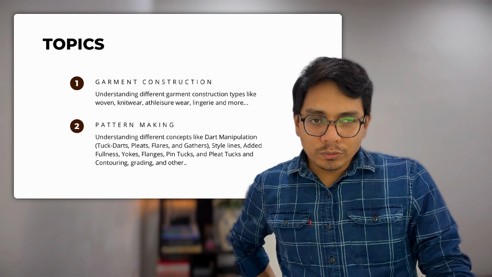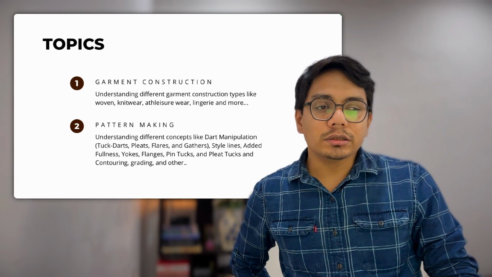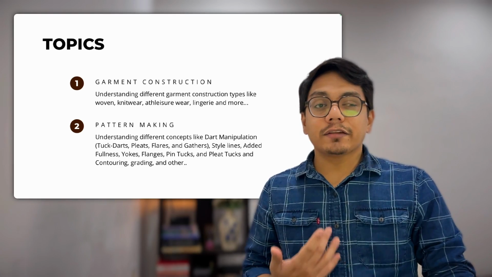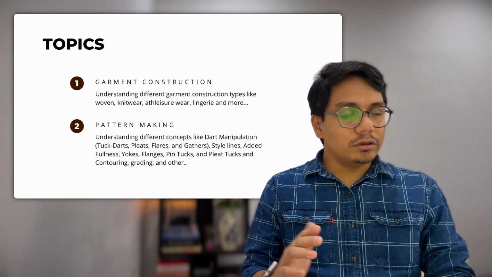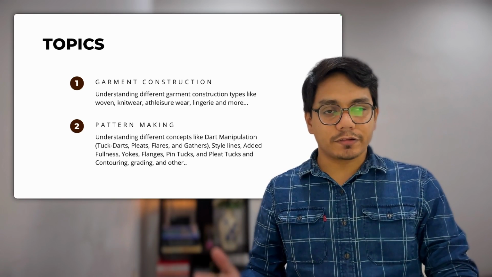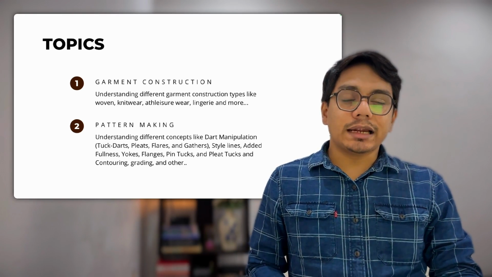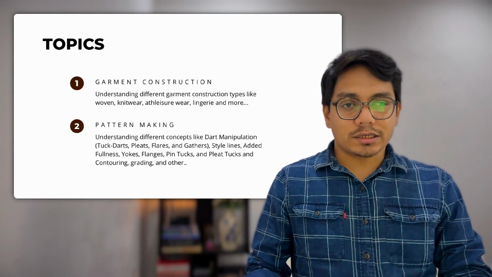The two topics that become very important in learning modeling and pattern making are, first, garment construction. You need to understand that different garments are constructed in different ways. For example, knitwear and woven are different, and even their patterns are different. So understanding the different kinds of garments and how those garments are constructed is important.